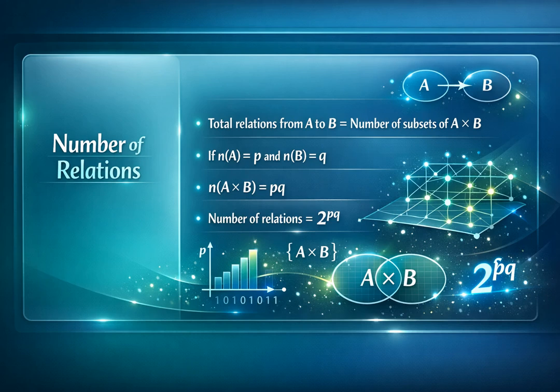How many relations can exist between two sets? The total number of relations from A to B equals the number of possible subsets of A cross B. If A has P elements and B has Q elements, then A cross B has P times Q elements. The number of subsets, and hence relations, is 2 raised to the power PQ.